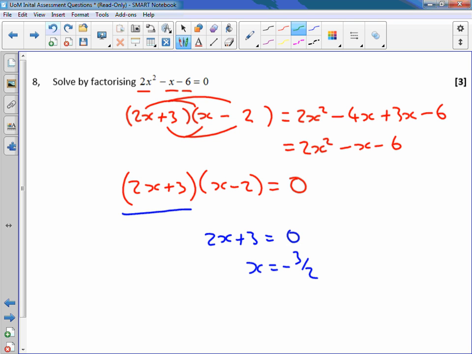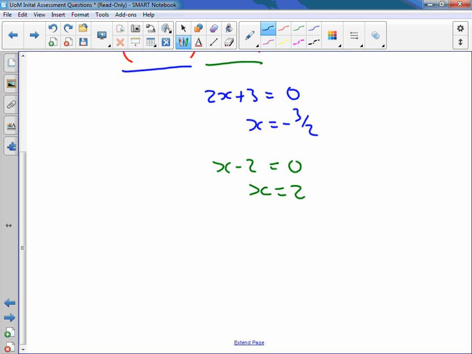Or alternatively, it means that's equal to 0. One of those 2 terms must be equal to 0 because we're multiplying 2 numbers together. If I want them to equal 0, at least one of them has to be 0. So then x minus 2 equals 0, so x must be 2 in that instance. So my final answer to that question would be that x is equal to 2 or minus 3 over 2. Or you could say minus 1.5 if you so desired.